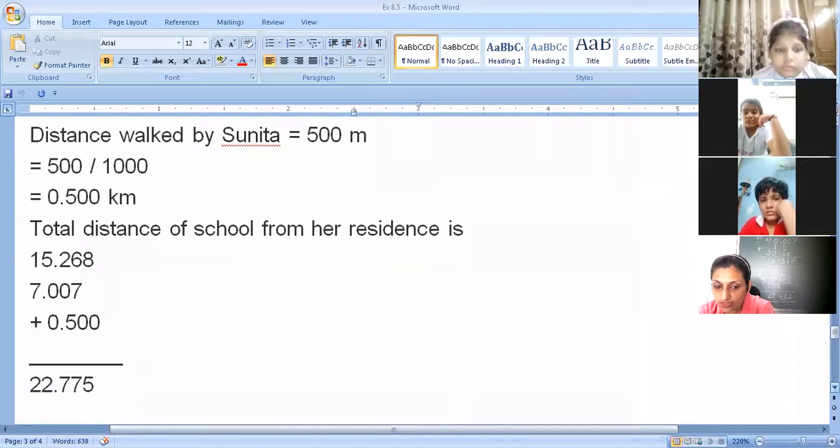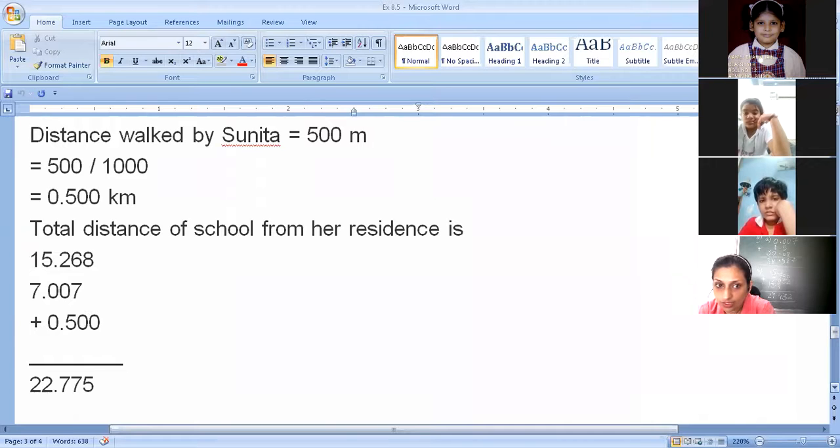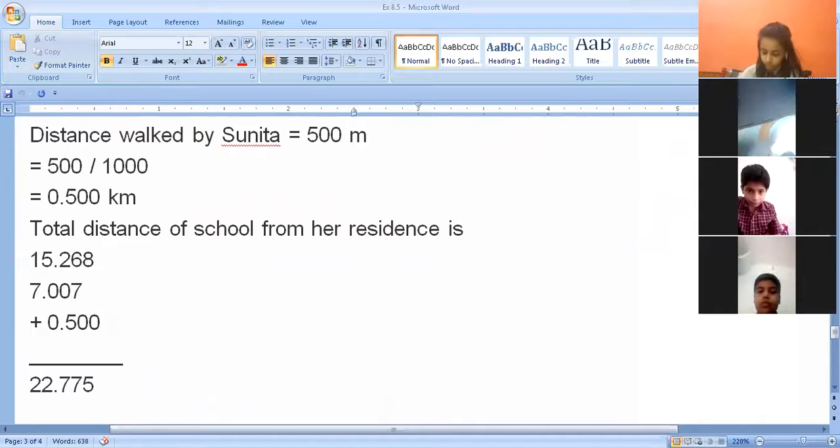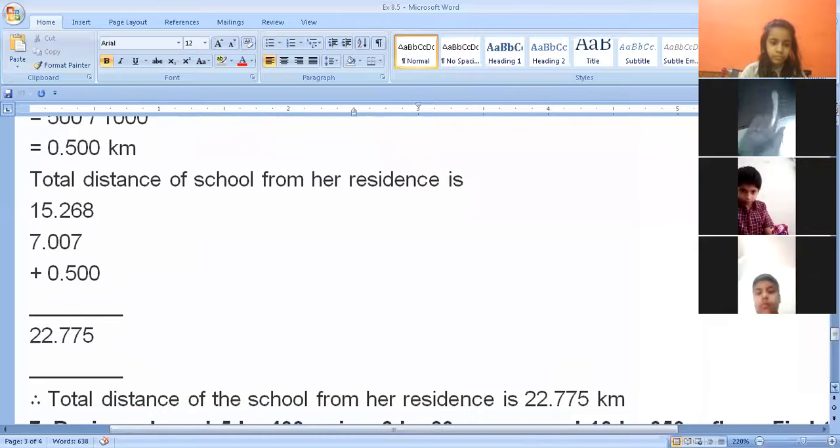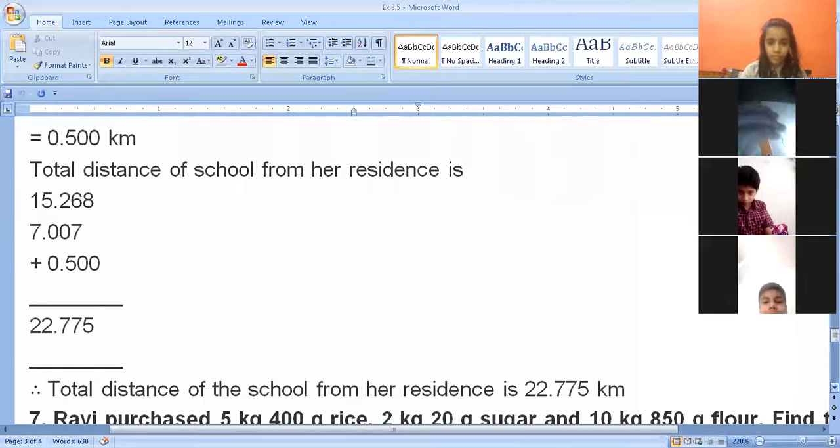22.775 kilometers. That's the correct answer. First of all, we have converted all the meters into kilometers, divided by 1000 and changed into decimal, which we have done earlier in the previous questions also. Now, to take out the total distance, we are going to add the numbers. So, total distance covered from the school to her residence is 22.775 kilometers.